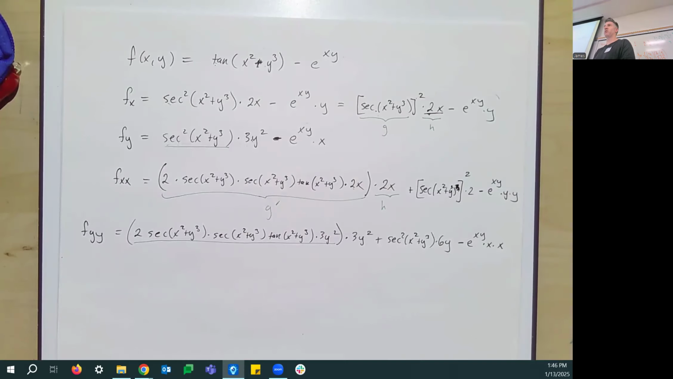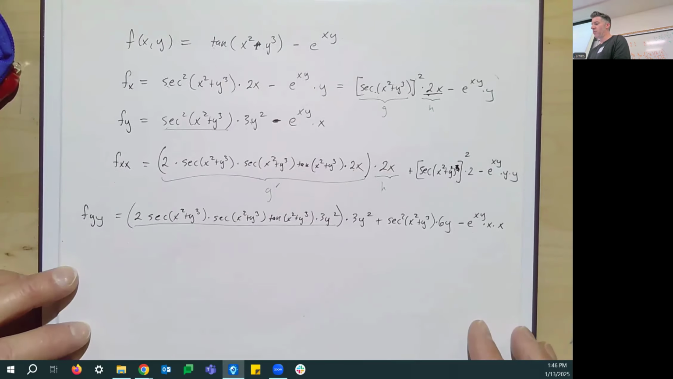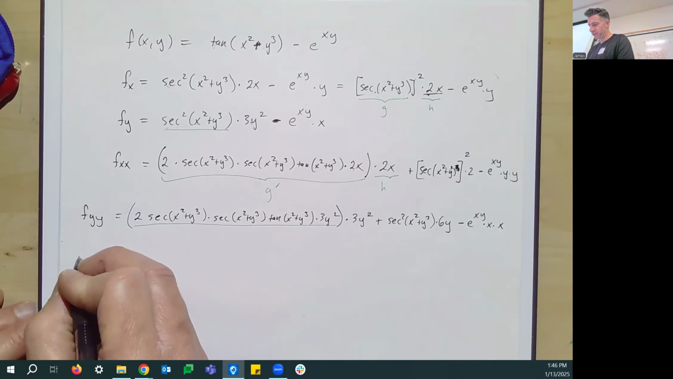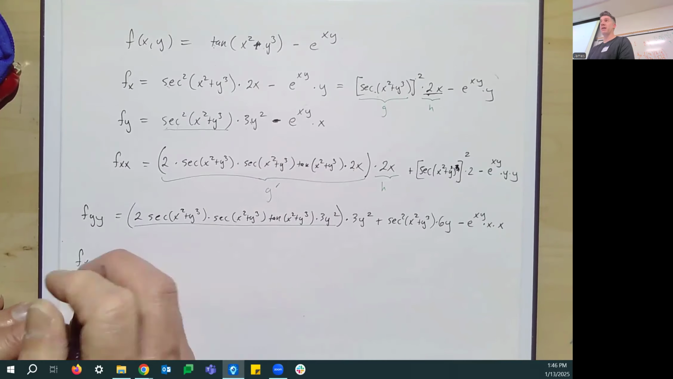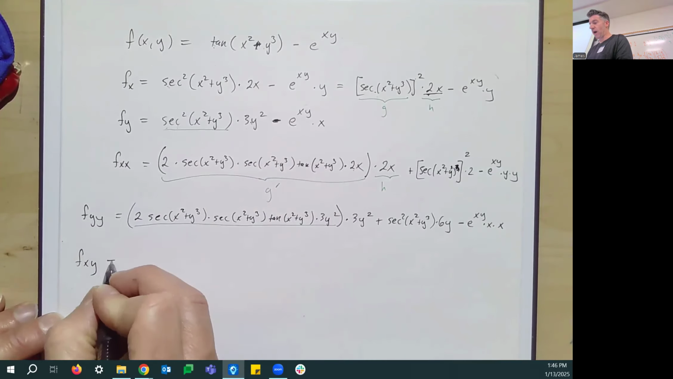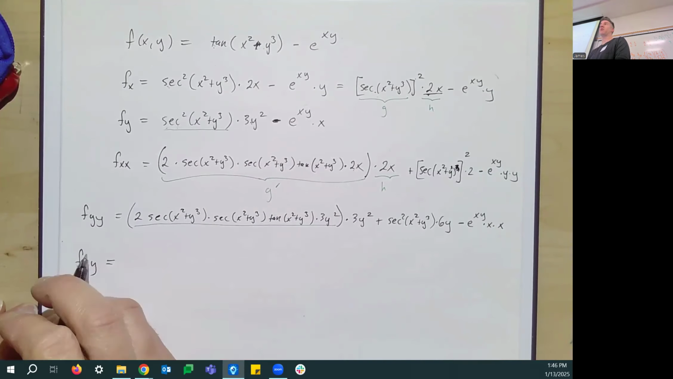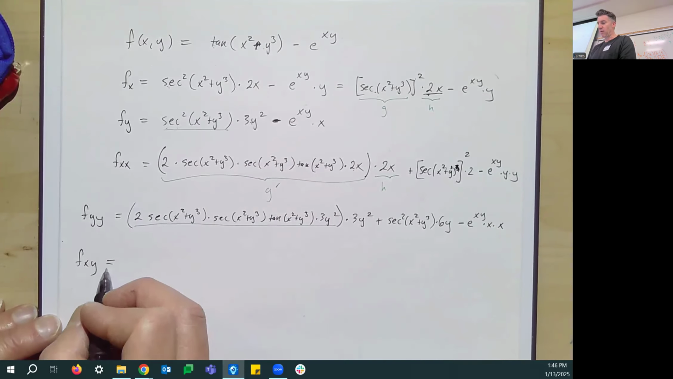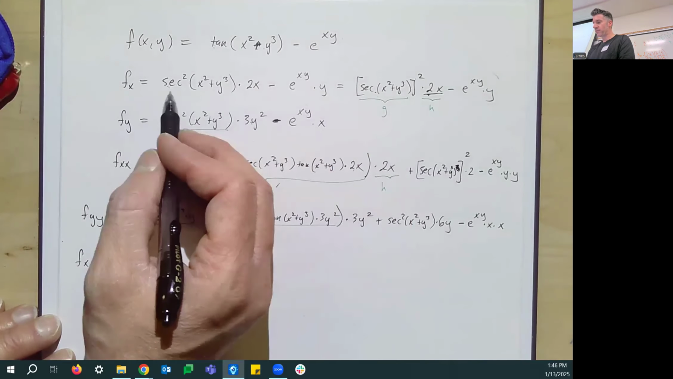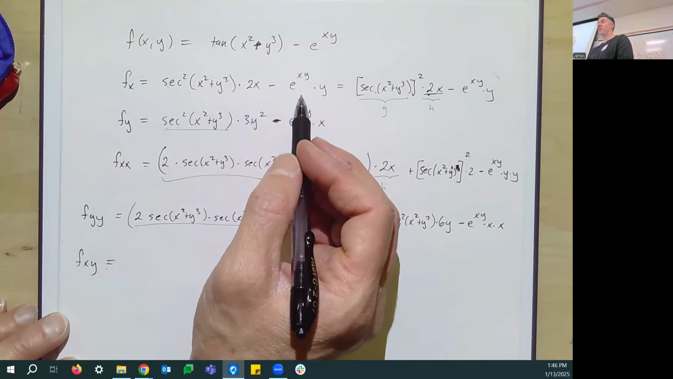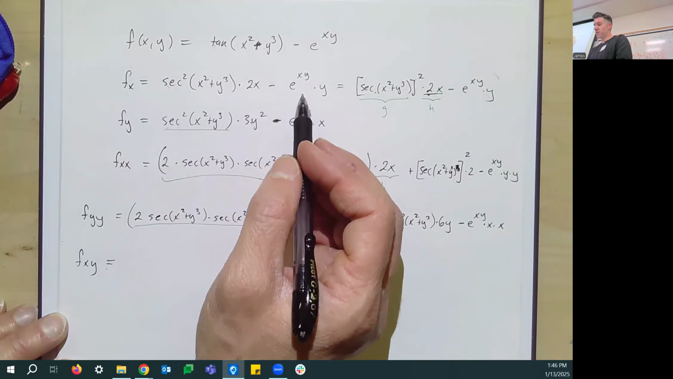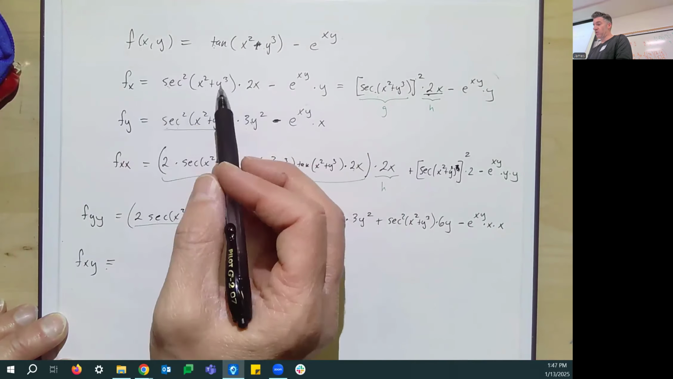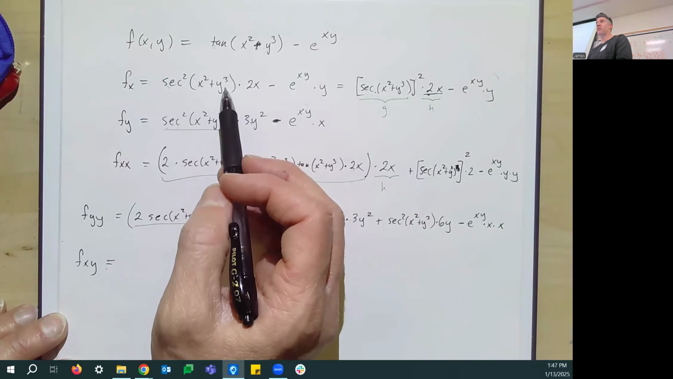Let's do one of the mixed partials. They both kind of suck. Let's go ahead and find fxy. They both are going to be the same. So after I do this, you all should take some time on your own later on and do it the other way. So for fxy, I'm looking at fx here. I'm going to take the derivative of that with respect to y. So I don't have to use the product rule here anymore. It's just going to be the derivative of secant squared of x squared plus y cubed with respect to y.